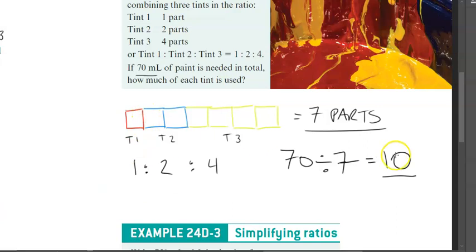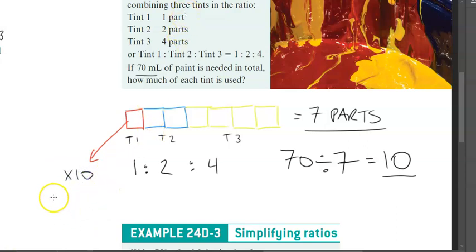And so now what we're going to do is grab this 10 and distribute it to each part. In other words, I'm going to times T1 by 10, T2 by 10, and T3 by 10 to get the required parts. And this should add up to 70. So the first one, put in a different color here. So the first one, we're going to multiply this by 10.